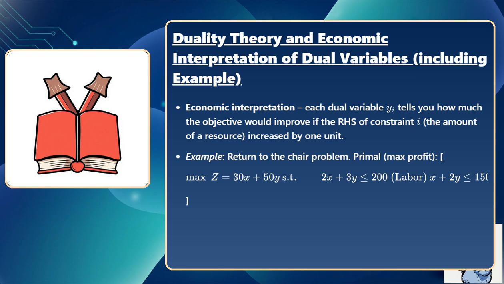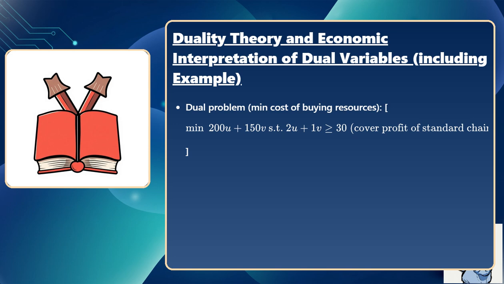Example: return to the chair problem. Primal, maximize profit. Maximize Z equals 30x plus 50y subject to 2x plus 3y less than or equal to 200 labor, and x plus 2y less than or equal to 150 wood, with x and y greater than or equal to 0. Dual variables: U equals price of 1 labor hour, V equals price of 1 unit of wood. Minimize 200U plus 150V subject to 2U plus V greater than or equal to 30, covering profit of standard chair, and 3U plus 2V greater than or equal to 50, covering profit of deluxe chair, with U and V greater than or equal to 0.